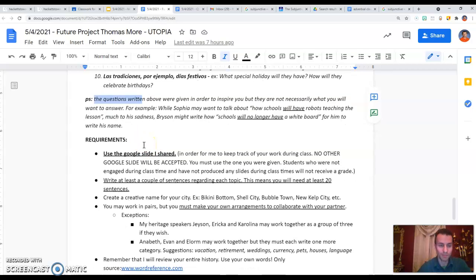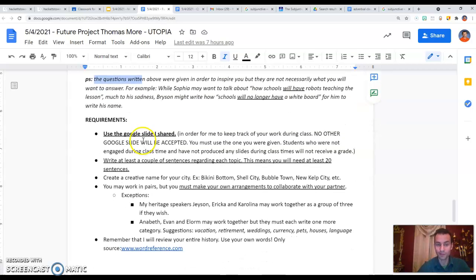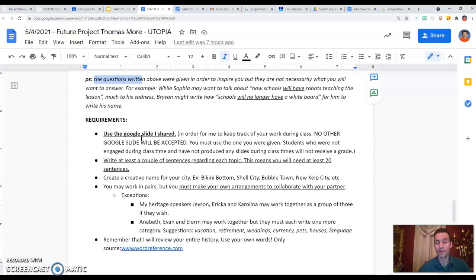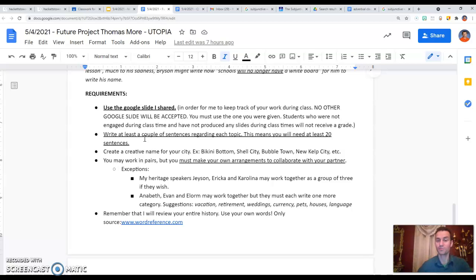So let's go over the requirements. Number one, I provided you with a Google slide, and I need you to work on this Google slide so that at the end of the day tomorrow, I can check your progress, okay? Now, students who have not done any work during class tomorrow will not receive any credit for the work. I don't expect you to finish, but I expect you to get some done, okay? And I also want you to create a name for your city, okay? I gave some names here of my favorite cities: Bikini Bottom, Shell City, Bubbletown, New Kelp City, etc.